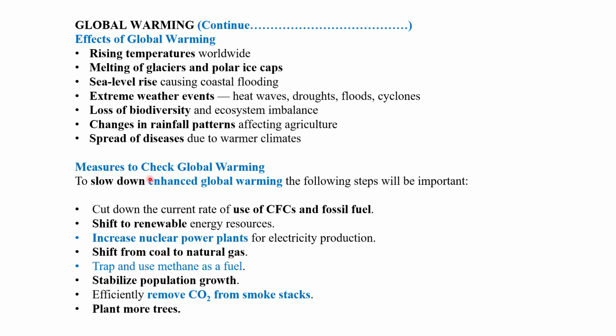So how do we control global warming? By decreasing the amount of greenhouse gas emission. Stabilized population growth is also required to control global warming. Efficiently remove CO2 from the smoke stacks. We should plant more trees.